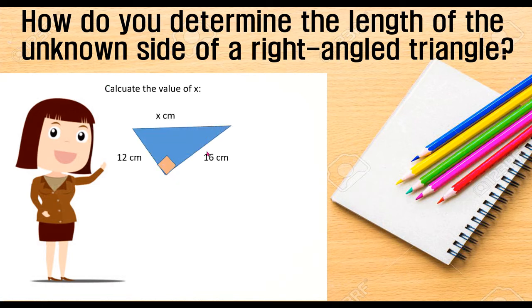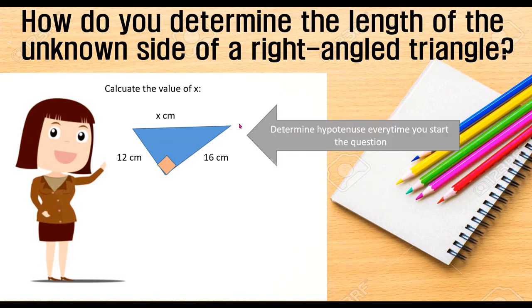Now I give you a right angle triangle. I give you the side of the base is 12 and then the height is 16, and then please determine the value of x. So before we start our questions, always determine the hypotenuse every time you start the question. How do you determine the hypotenuse? You have to find out where is the position of the right angle. The opposite of the side is the hypotenuse.